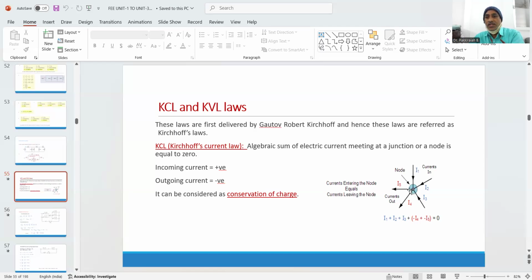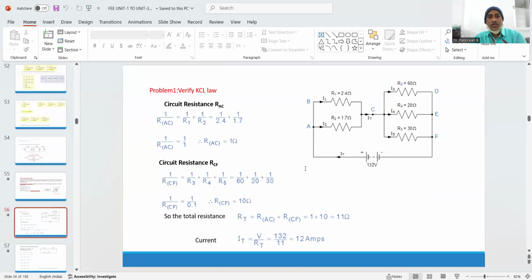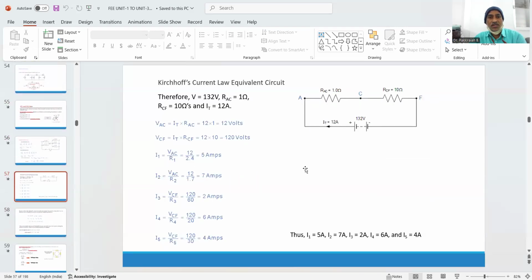So net current here will be equal to I1, I2, I3 represented with a positive notation, plus I1, plus I2, plus I3, and I4, I5 represented with negative notations. I1 plus I2 plus I3 minus I4 minus I5 equal to 0. Then you represent the final expression as I1 plus I2 plus I3 equal to I4 plus I5. Some numericals have been mentioned here.